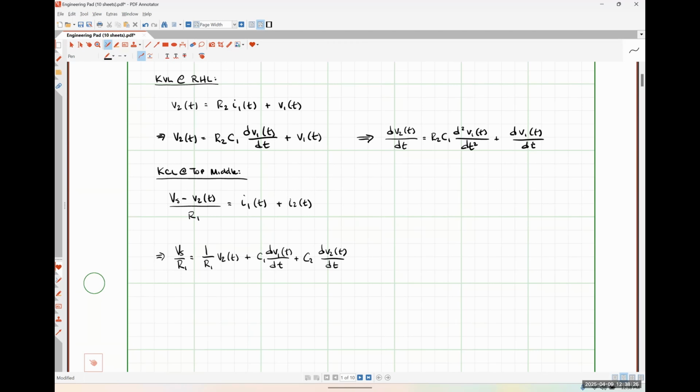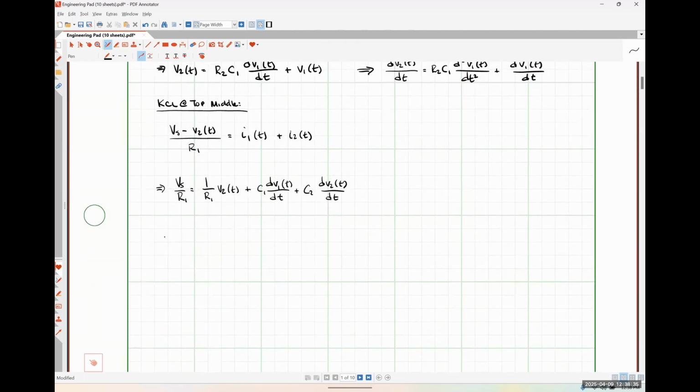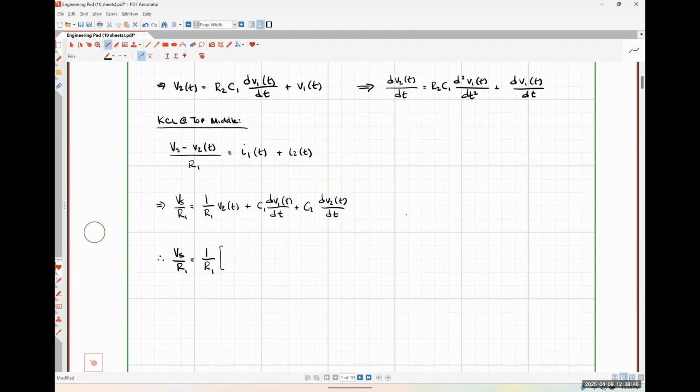And so all I'm going to do now is just substitute those two relationships that we got from our KVL expression into our KCL expression. And so that's going to give us Vs over R1 is equal to 1 over R1 multiplied by V2, where V2 was R2 times C1 dV1 by dt plus V1.